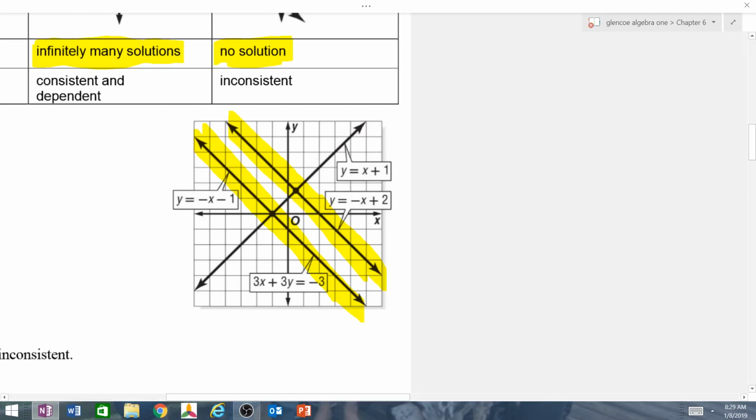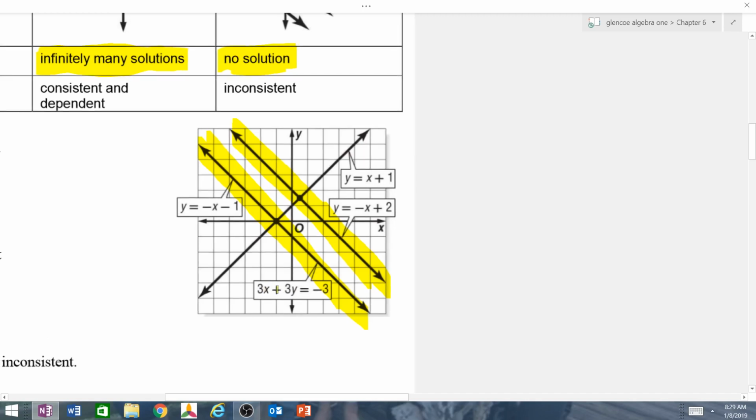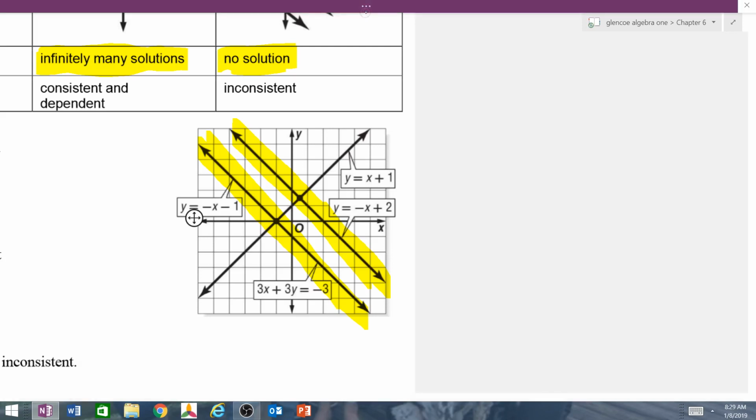These are two different forms of the equation for the same line. So if you were to take this equation, 3x plus 3y equals negative 3, and rewrite it from standard form to slope-intercept, that's what you would get. Are you guys with me? Anybody have a question up to this point?